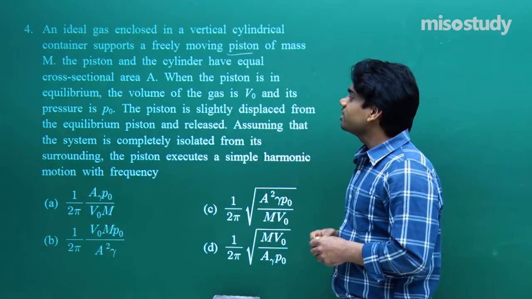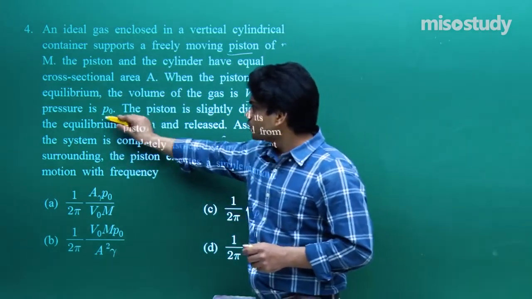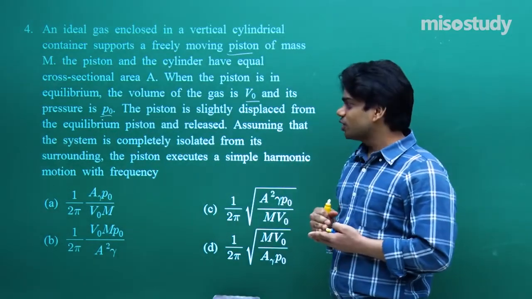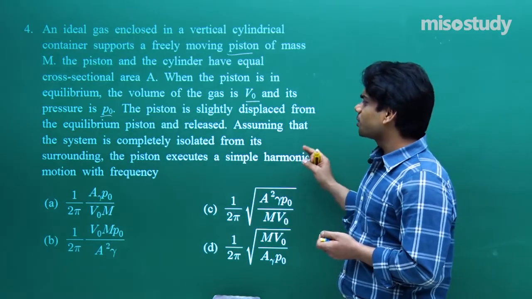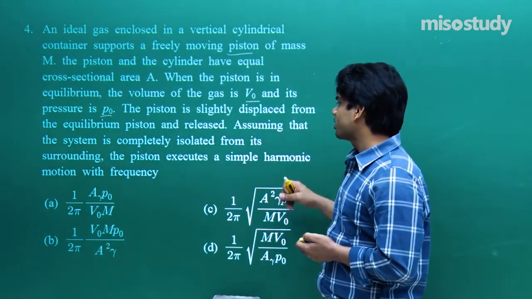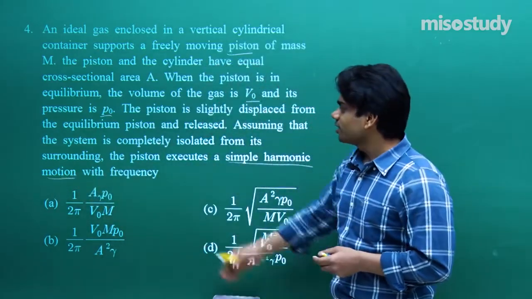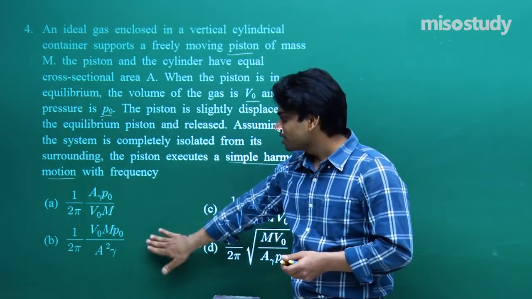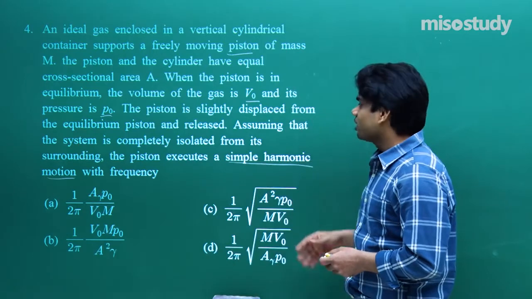When the piston is in equilibrium, the volume of the gas is V0 and its pressure is P0. So, volume and pressure are given. The piston is slightly displaced from the equilibrium position and released. Assuming that the system is completely isolated from its surroundings, the piston executes a simple harmonic motion with frequency A, B, C, D. You can check the options. It's given in terms of area and then P0, V0, M. It's also given in terms of gamma.